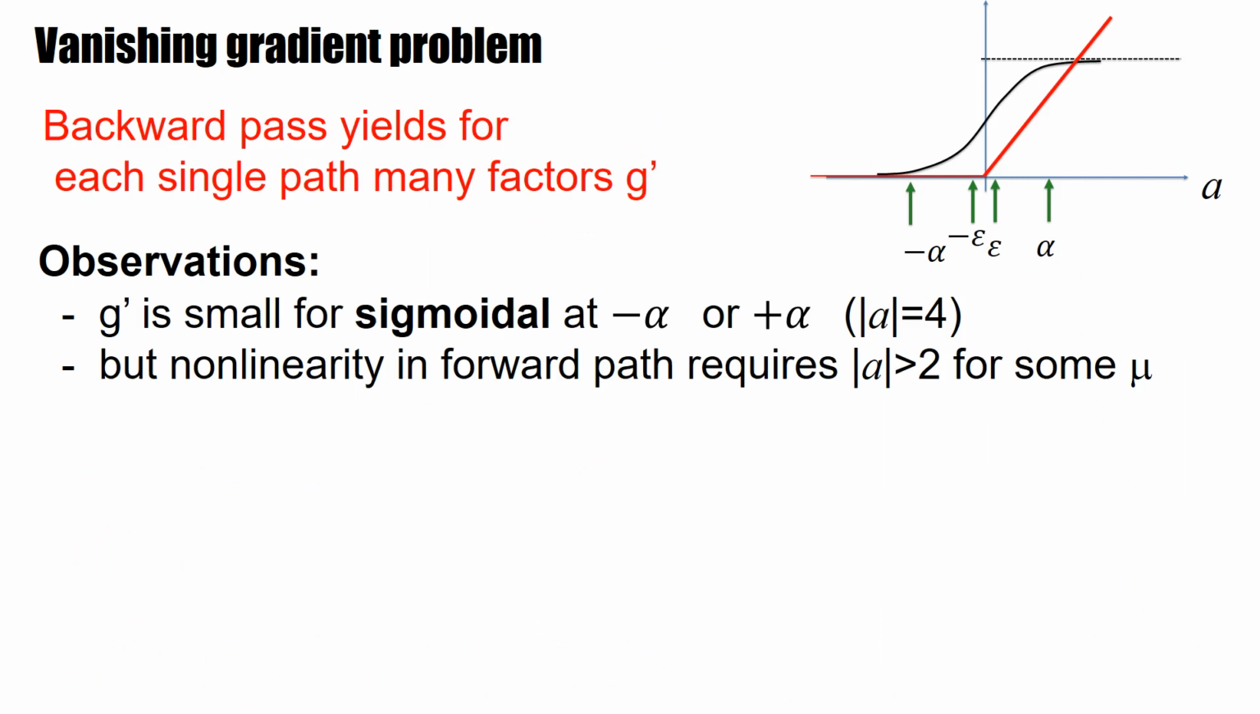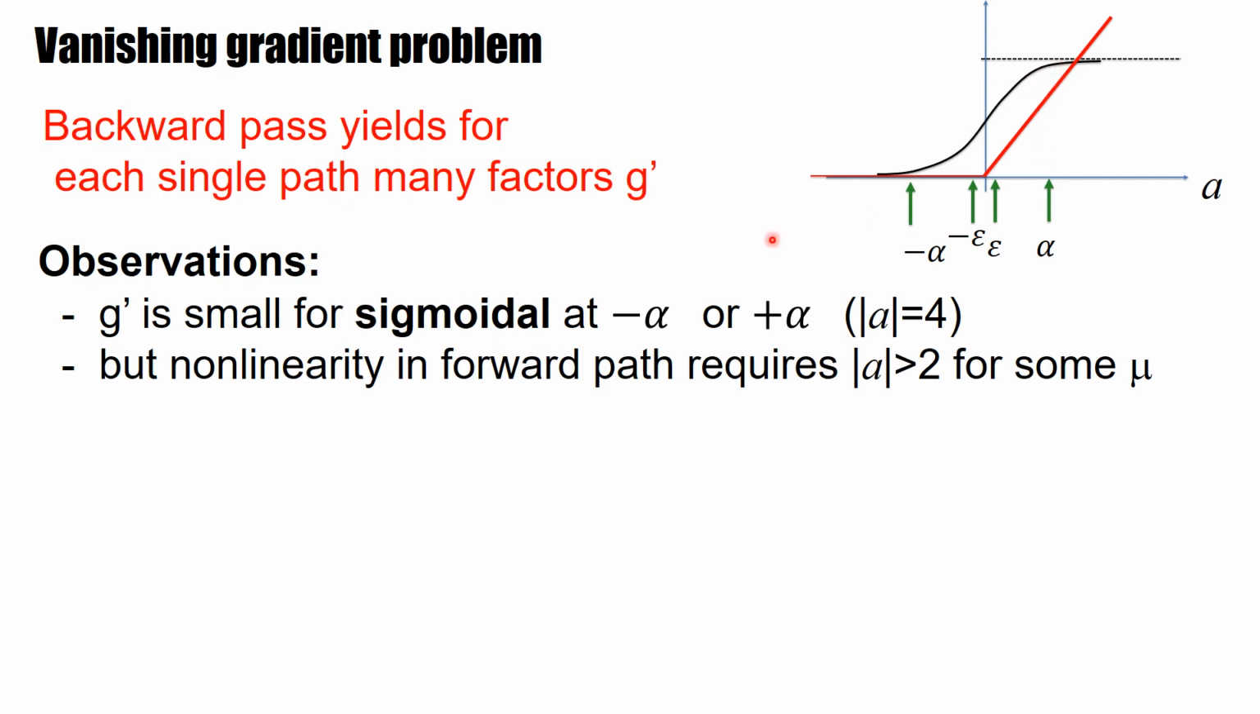So if you want to update a weight in layer 1, we have to backpropagate delta errors over many layers, and we have to sum over many paths, but each single path contains many factors g prime. And the risk is that no information arrives. So let's look at this g prime. If you have a sigmoidal unit, then g prime is small out there. So if you have an activation value which is in norm 4 or larger, even 3 becomes critical. If you have an activation that is large, then the g prime basically vanishes.